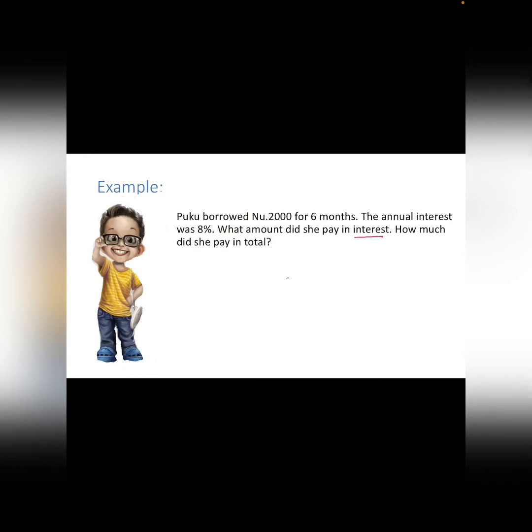First is the interest amount and another is how much she pays in total. Now very simple, you know the formula to find simple interest, it is PRT. So here our principal is Newton 2000. I just plug in the values: 2000 times, now R is 8%. You learned that we can change percent into decimal form. So changing 8% into decimal form, it is 0.08.